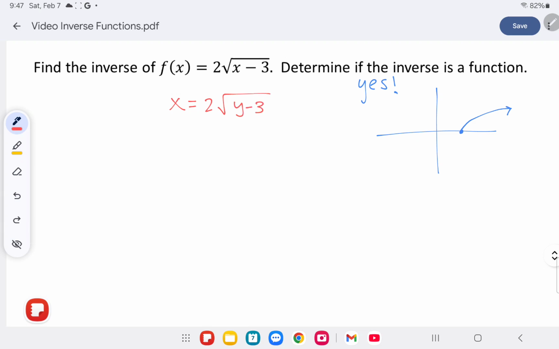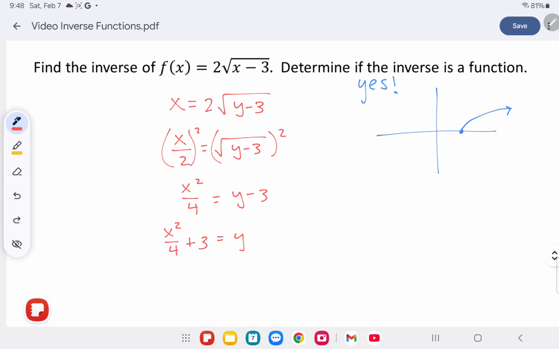First step in isolating the y is to divide by 2. Now we're going to square both sides to get rid of that square root sign. That becomes x squared over 4 equals y minus 3. Last step to isolate the y is to add the 3 over.